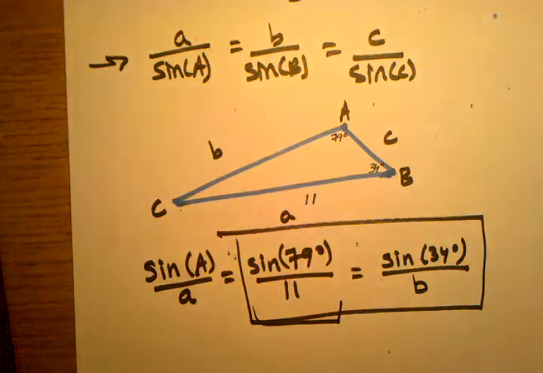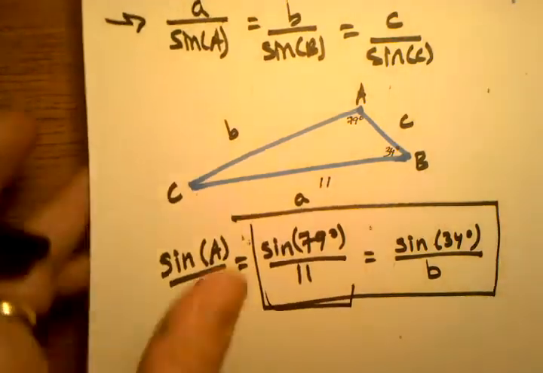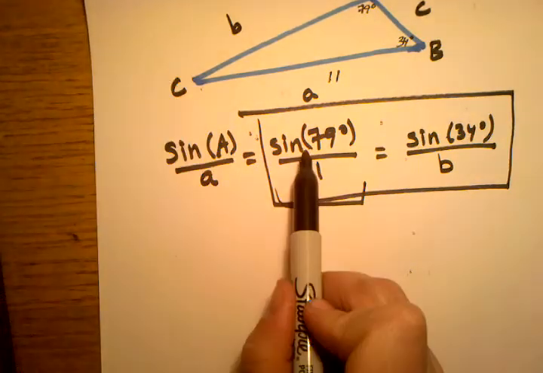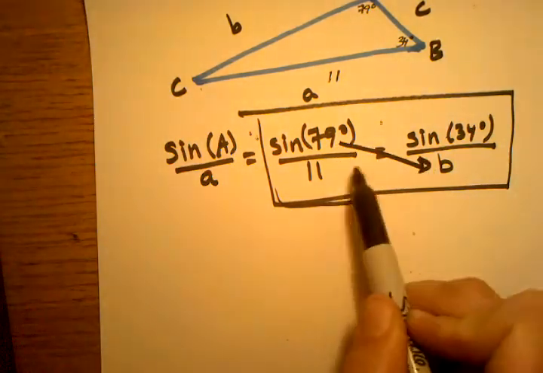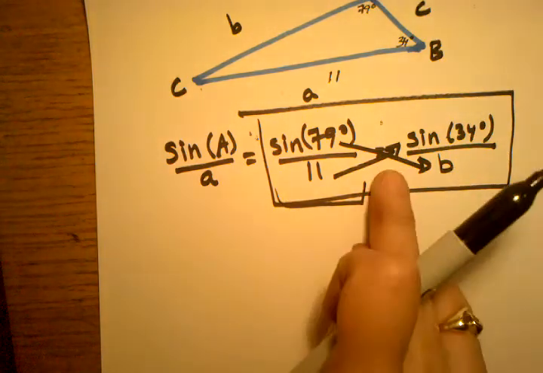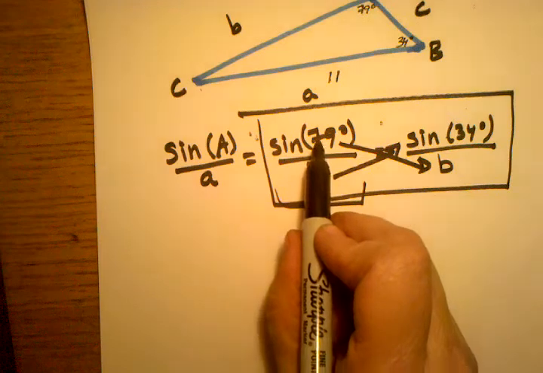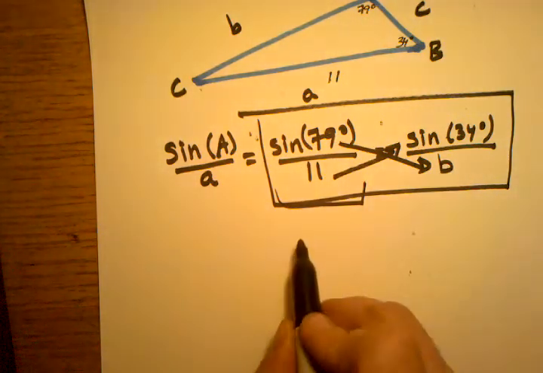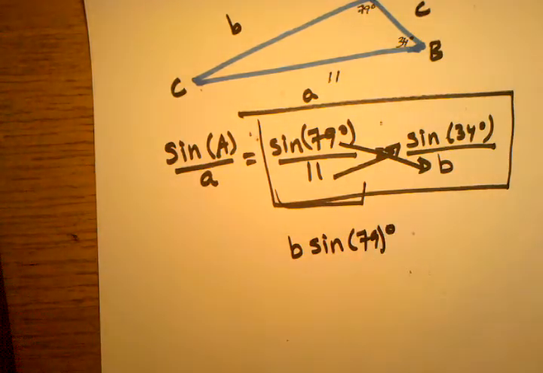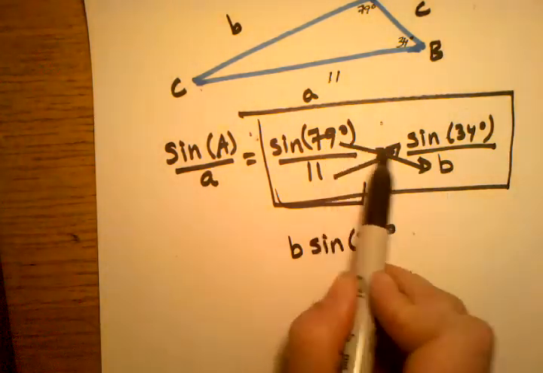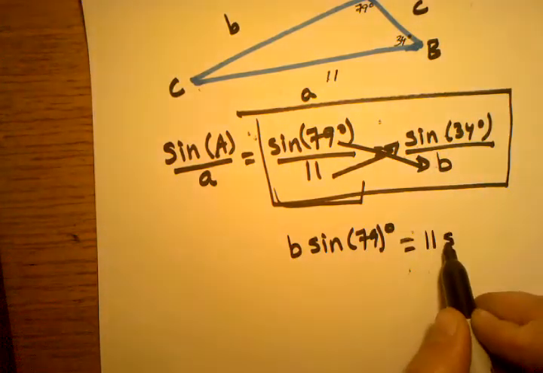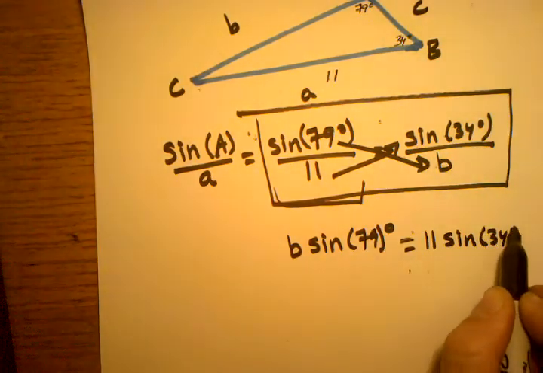So now I just use some algebra, and I think the easiest way is to use cross multiplication. What I can do is say this times this equals this times that. Basically, make another equation that is equivalent to this one. So sine of 79 degrees times b is the same thing as writing b times sine of 79 degrees. So these two multiplied equals these two multiplied: 11 times sine of 34 degrees.